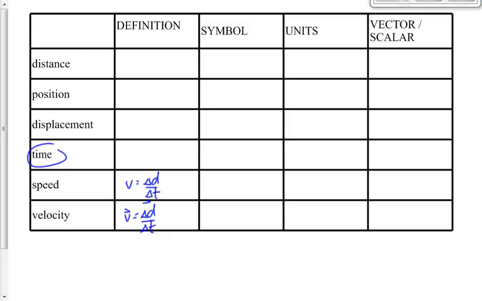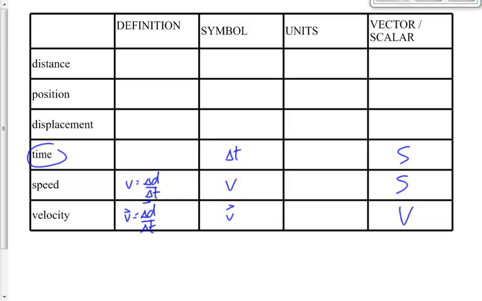Given what you see there for speed and velocity and time, tell me which one or ones are vectors. Time, speed, velocity. Yep. Good. Velocity is a vector. We know that because we see the arrow over top of it, right? Velocity is a vector because it has direction associated with it. That means that speed and time have got to be scalars, right?